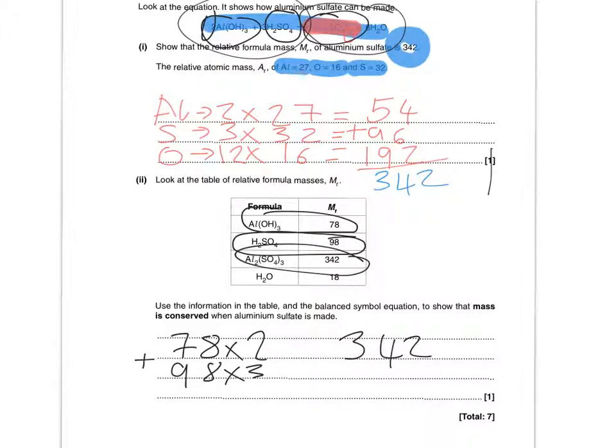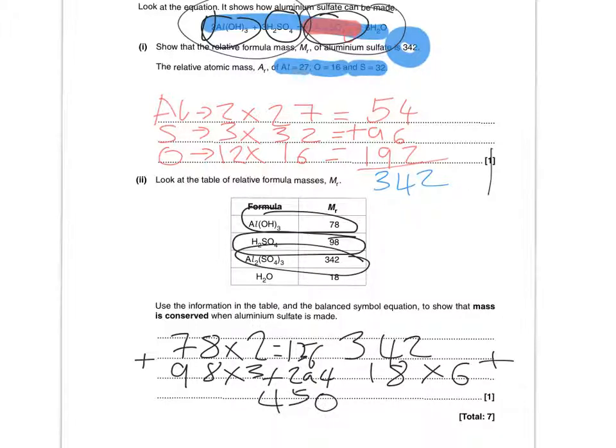And then finally, we've got H2O, but we've got 6 of them. H2O is 18, but obviously we times by 6. We need to add those together, so back to our calculators. 78 times by 2 gives us 156. 98 times by 3 gives us 294. Then we add those two together. 156 add 294 gives us 450 in total.